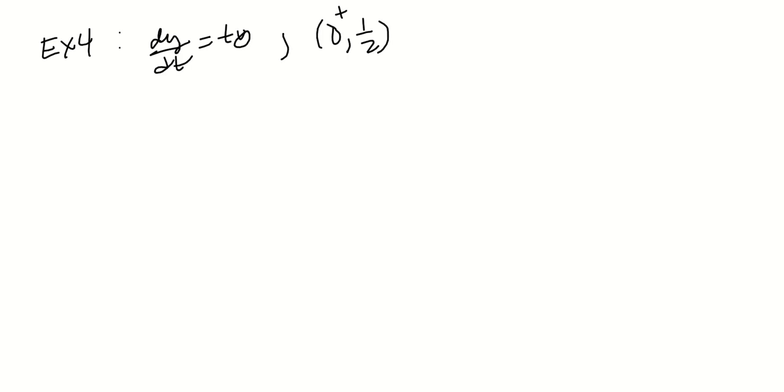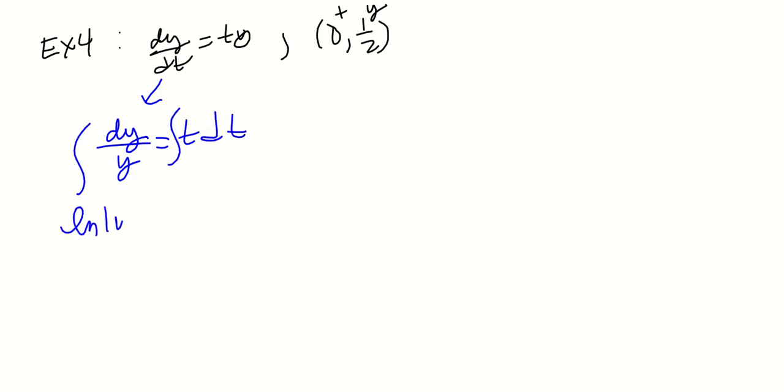So this is a value for t, this is a value for y. So we're going to start here. We've done this many times now, and we're going to separate our variables. So dy over y equals t dt. We're going to anti-differentiate both sides, so we get the ln of the absolute value of y equals 1/2 t squared plus c.